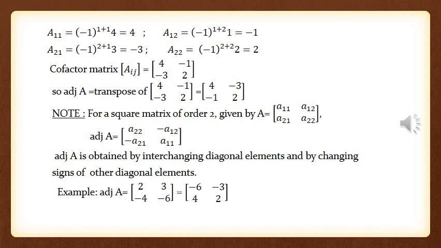Remember, adjoint of a matrix, not adjoint of a determinant. But for the elements of a determinant, we can write the cofactors as a matrix, that is the cofactor matrix, then its transpose, that is called adjoint of a matrix.